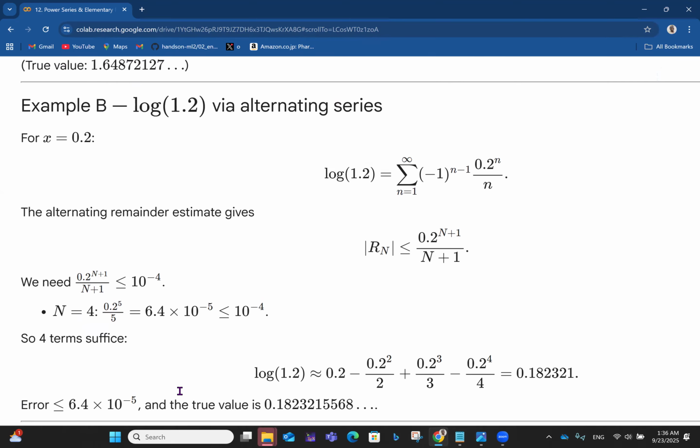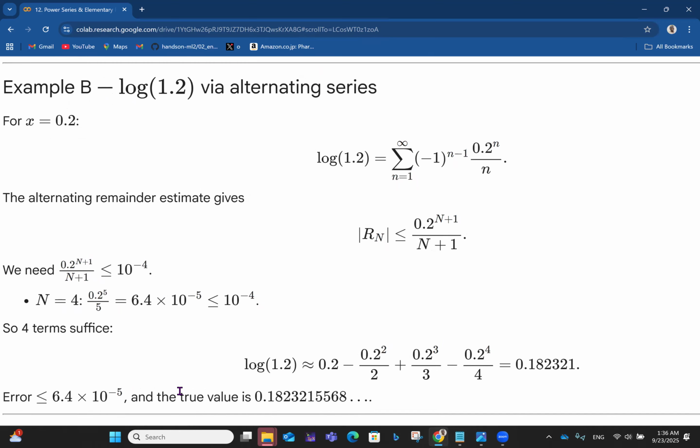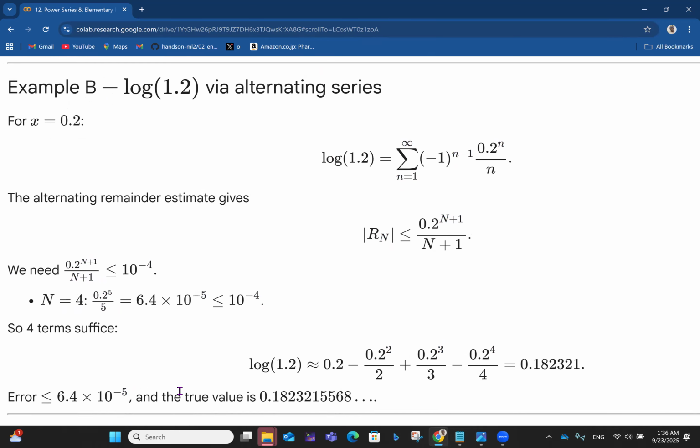So we have, of course, that's when you punch the calculator, that's what the true value is about. So for example, B now, we want to do log 1.2 via alternating series. Okay, so we want to apply all those series things now. So for x equals 0.2, we have log 1.2, and that is equal to the summation from n equals 1 to infinity of (-1)^(n-1) times 0.2^n over n.